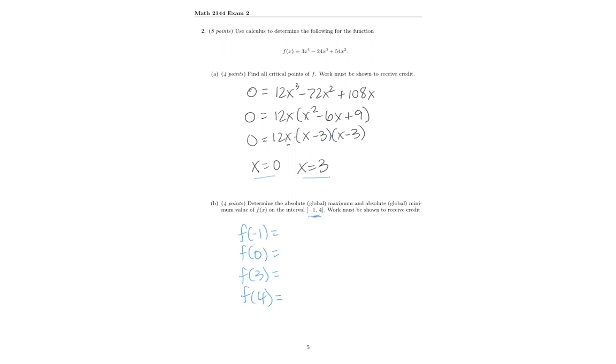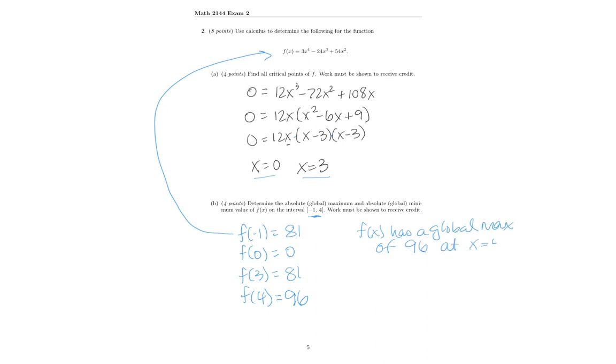So when you plug -1 into the function, you get 81. When you plug 0 in, you get 0. When I plug 3 into the function f again, I also get 81. When I plug in 4, I get 96. So we can say that f of x has a global max of 96 at the point x equals 4.